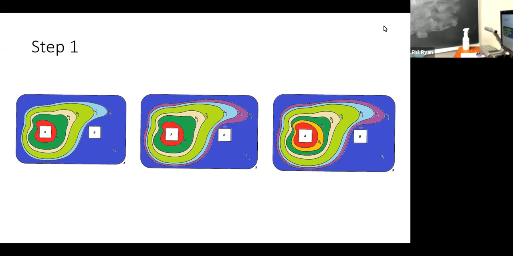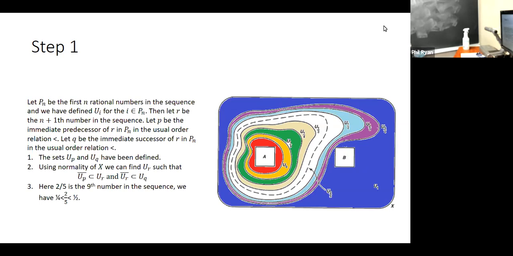So we can put in U1/4 between U0 and U1/3. We can put U3/4 between U2/3 and U1. And then here's U1/5 between U0 and U1/4. And so what happens in general?